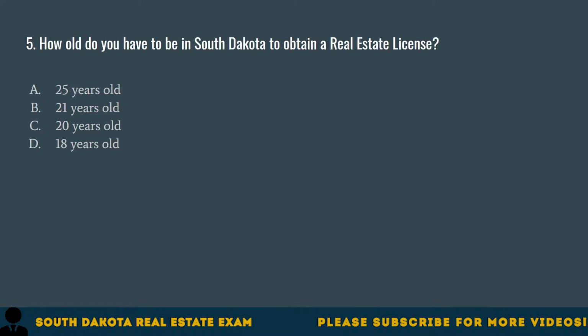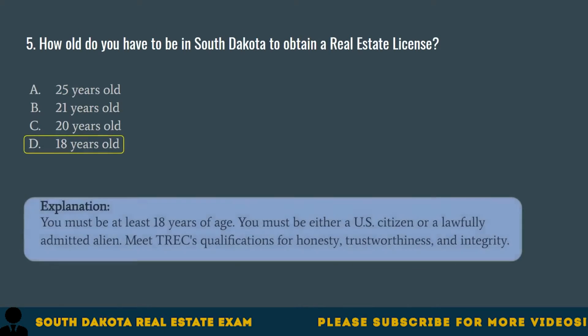Question 5. How old do you have to be in South Dakota to obtain a real estate license? A. 25 years old. B. 21 years old. C. 20 years old. D. 18 years old. The correct answer is D. 18 years old. You must be at least 18 years of age. You must be either a U.S. citizen or a lawfully admitted alien. Meet TREC's qualifications for honesty, trustworthiness, and integrity.